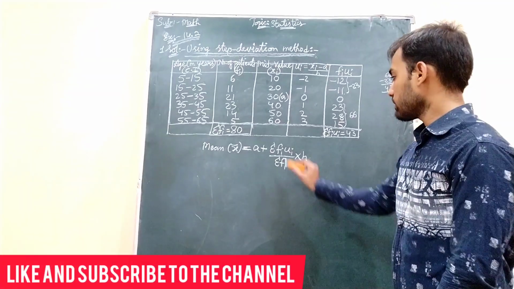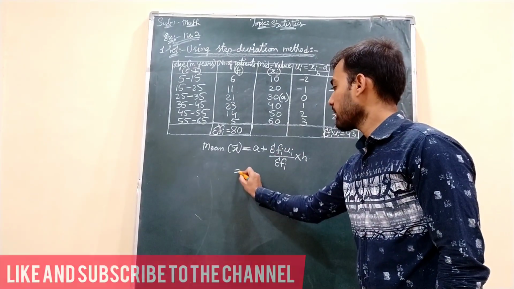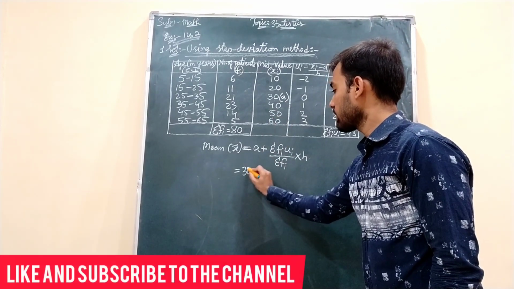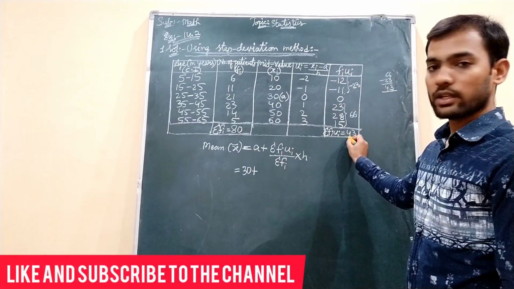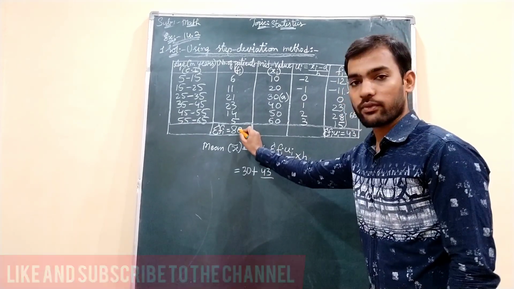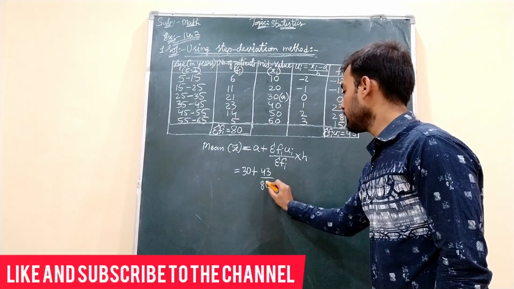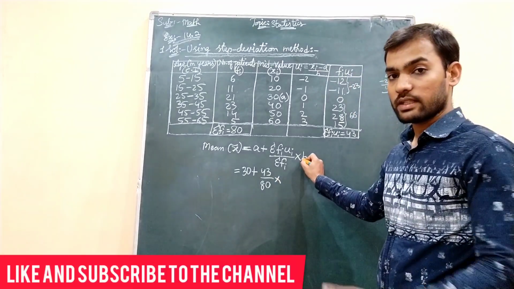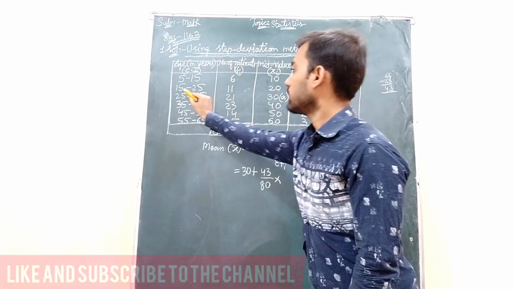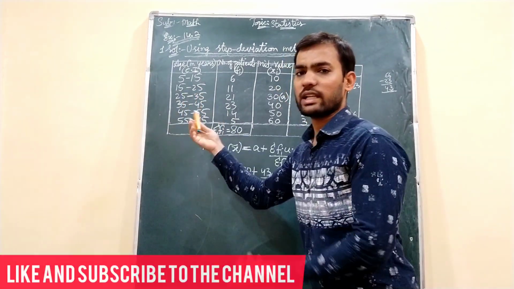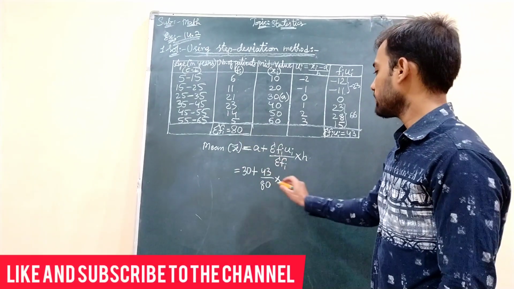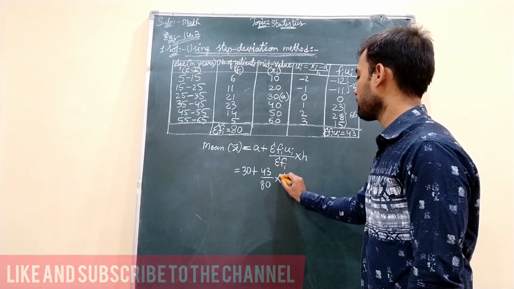Okay students, so that we will substitute over here. A value we got as 30 plus sigma Fi ui we got 43 divided by sigma Fi is 80 into h value. We did already in our previous part, that is mode, the size of the class interval. Any class you can take, all those are same size classes only. So the size of the class interval is 10.